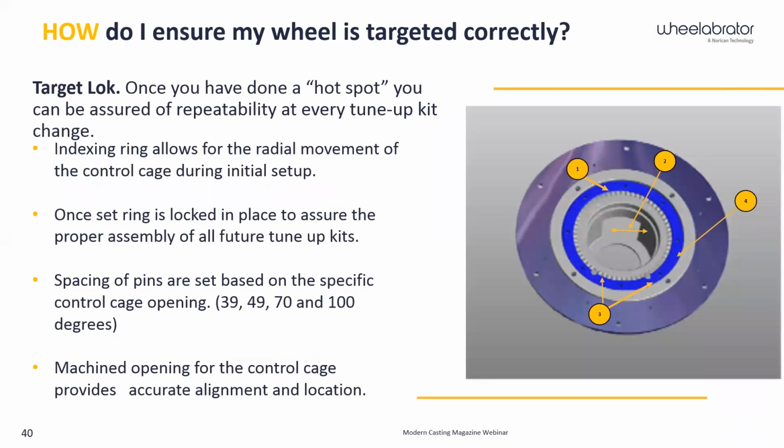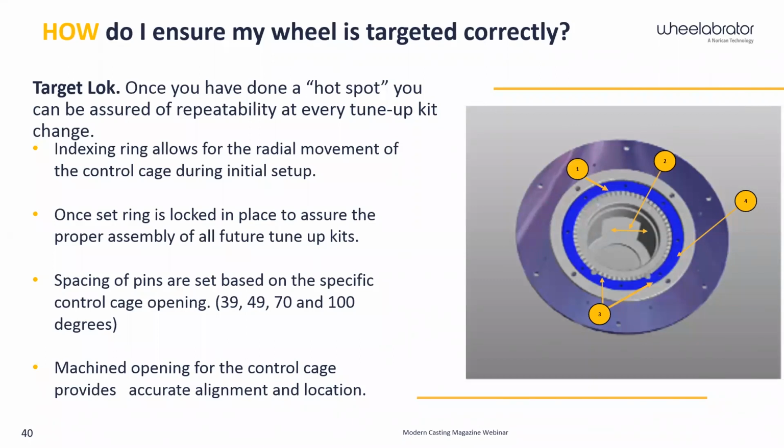Okay, another way that you can also ensure that your wheel is targeted correctly is a feature, something along the lines of a target lock system. Once you have done that hotspot check, you can actually lock down your control cage in place so that release point, that control cage opening, is in the same place. And when you do a simple tune-up change out, you pull your control cage out, you put the new one back in, it has to go into the same location. Most of these misadjustments on the targeting occur when maintenance personnel change a tune-up kit out. They'll put it in a wrong location, something like that.